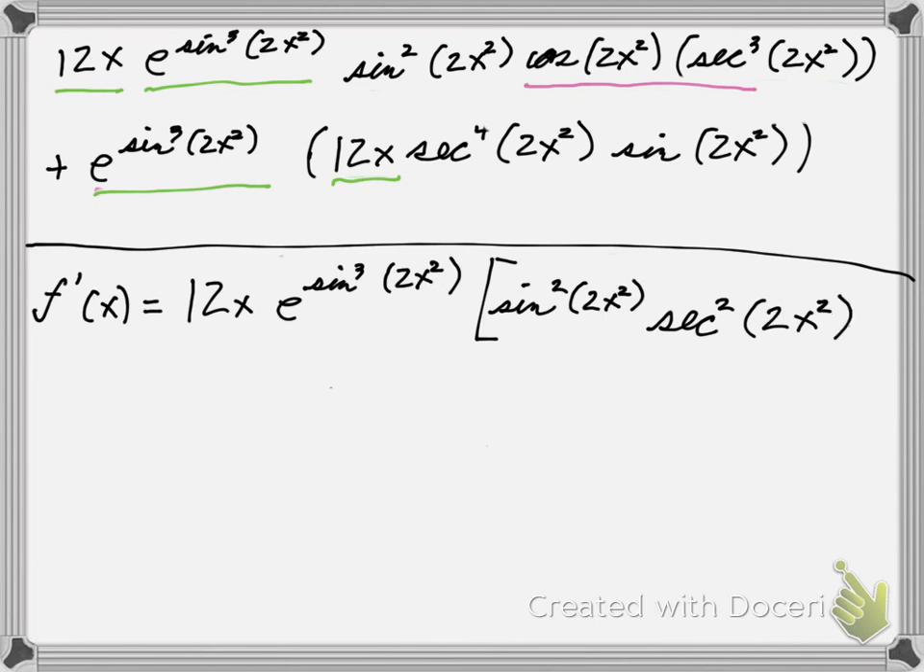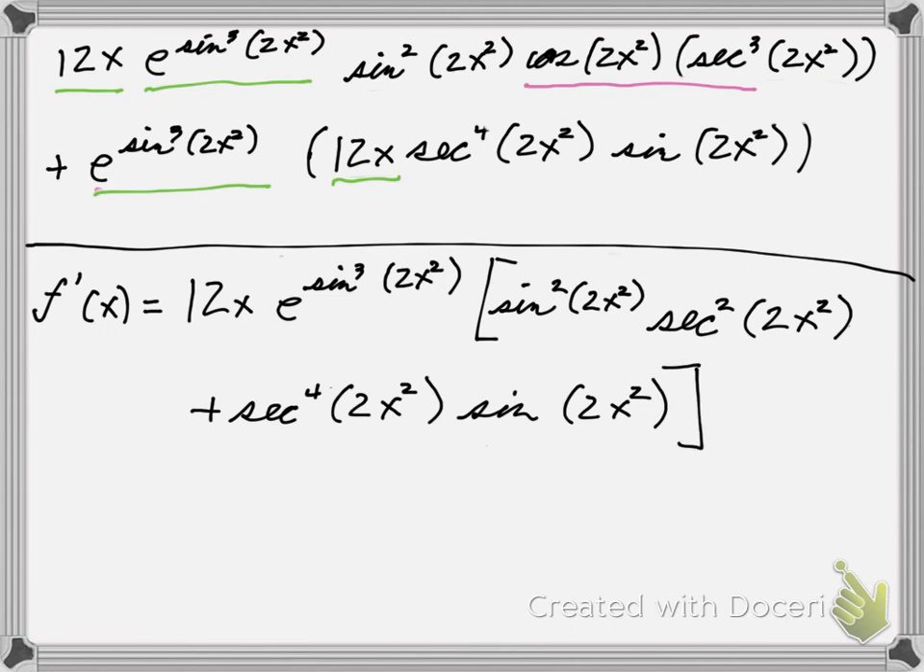And then you can move on to your second term, which is just secant to the 4th of 2x squared times sine of 2x squared. And there's your derivative of f of x.